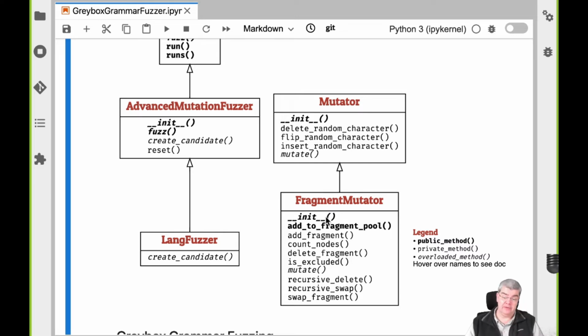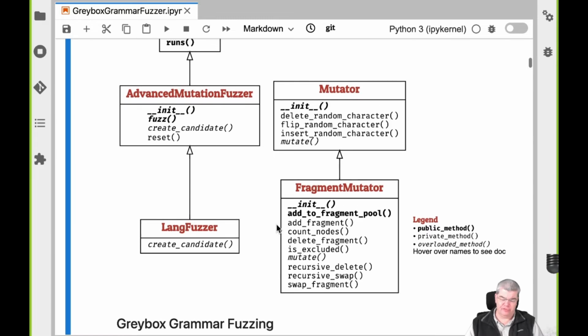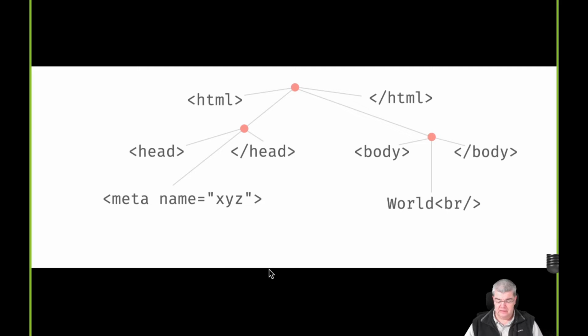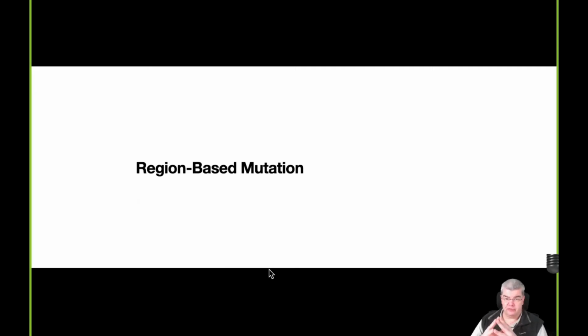Our third and last technique also uses grammars, but in a slightly different way. And that's a bit more complicated, and I'm going to explain this again using a couple of diagrams here. Our third technique is called region-based mutation. And region-based mutation actually is pretty similar to what you have seen with the LangFuzzer before, except that it works by only parsing things, so without generating new ones.